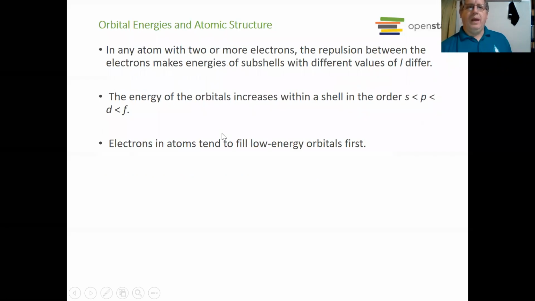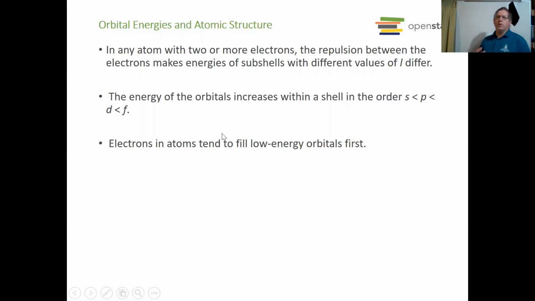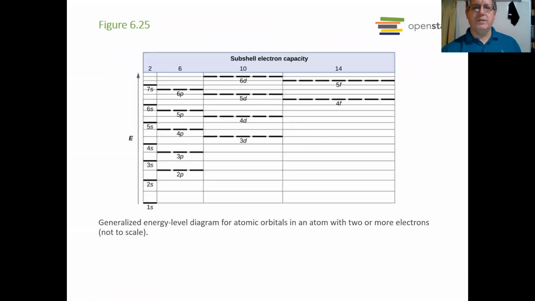Okay. And if I have more than two electrons, the repulsion between those electrons or any other electrons is going to give us different energies. Now, for the order of energies, s is the lowest energy, followed by p, followed by d, followed by f. But we have a basic principle. Electrons in atoms tend to fill low energy orbitals first. In other words, it establishes the lowest energy possible for that arrangement of electrons.